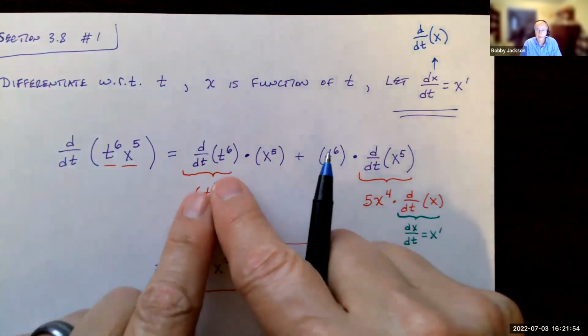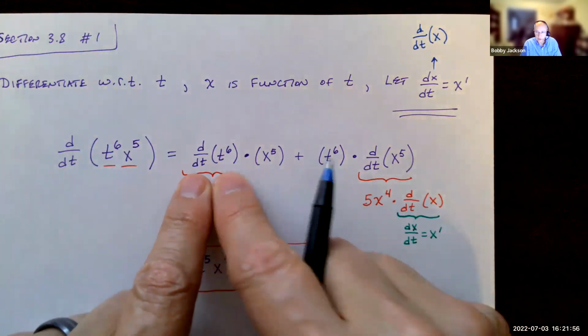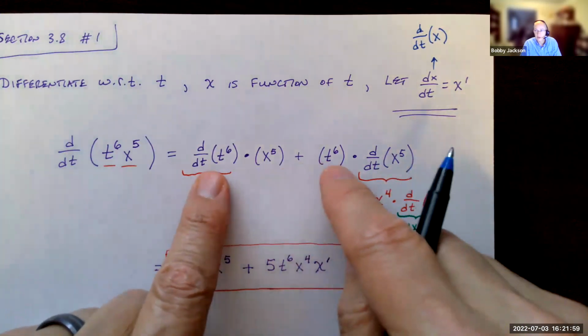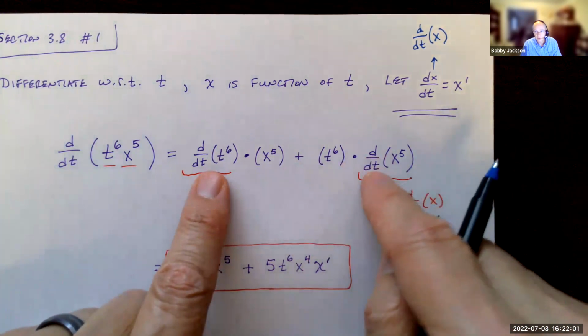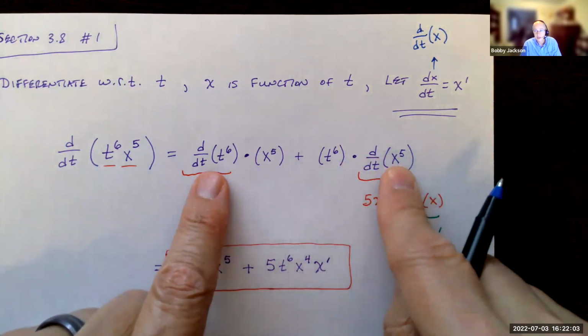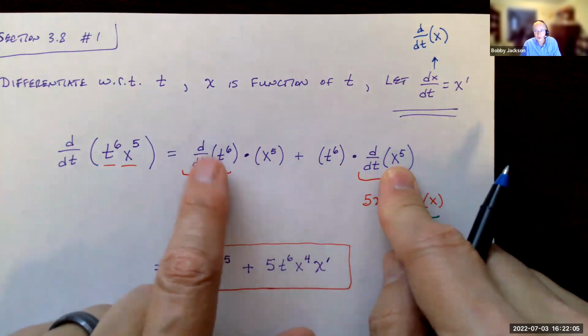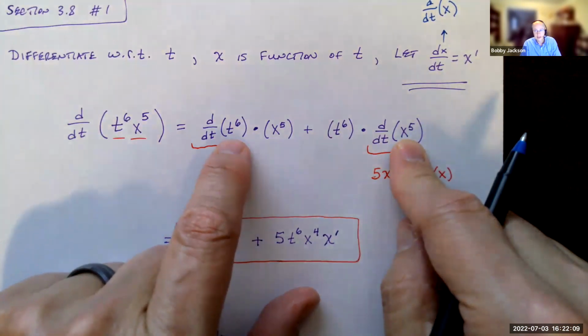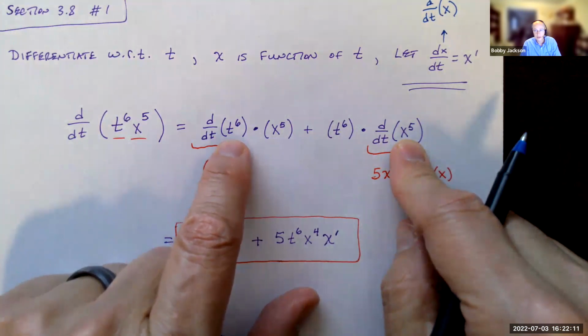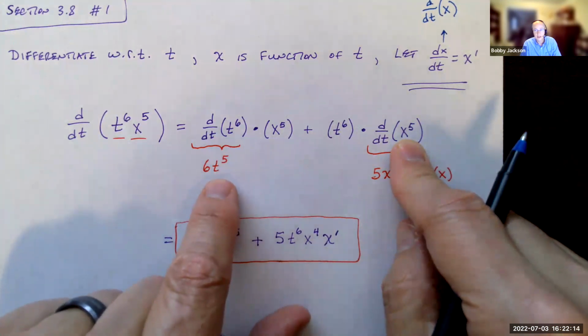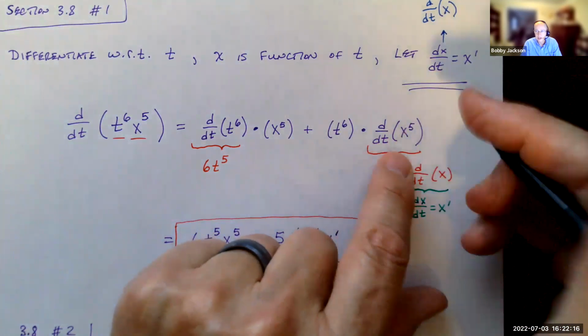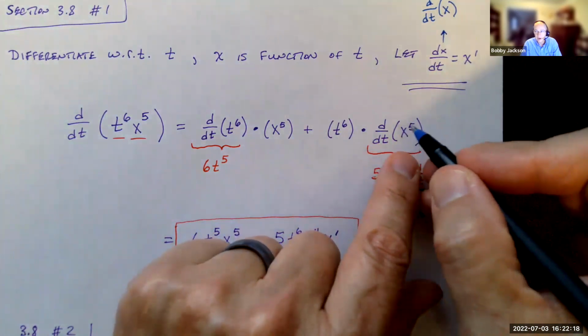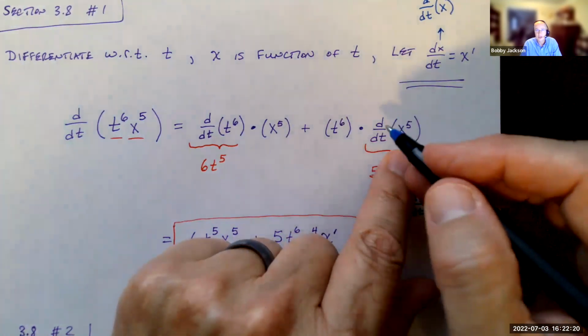Okay, back to the problem, taking the derivative with respect to t of the first function times the second plus what? The first function times the derivative with respect to t of the second function. Now the first derivative here on this side, since we're taking the derivative with respect to t and it's t to the 6th, that's just straight up, right? Derivative of t to the 6th by the power rule is 6t to the 5th. That's easy. But here's the derivative with respect to t of a function, right? X, right? Remember, x is a function of t.